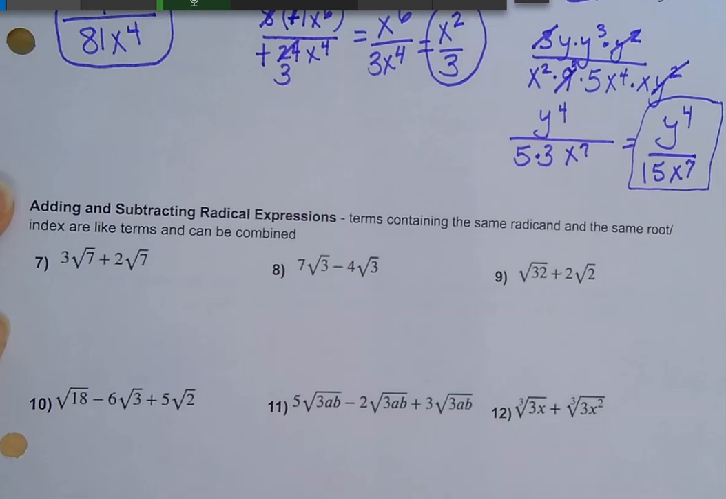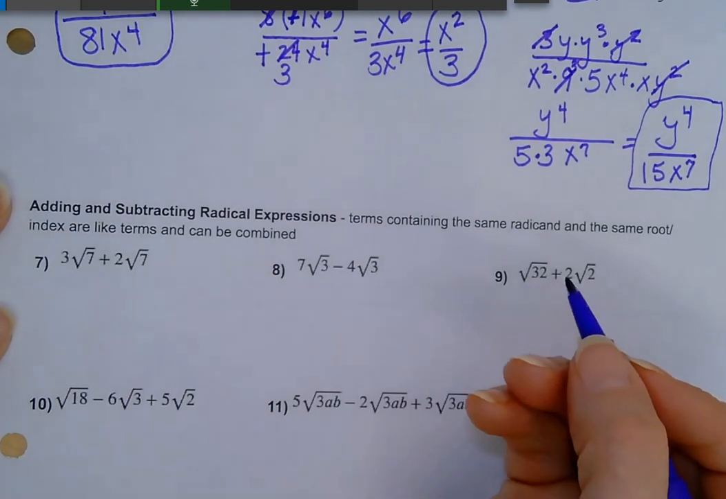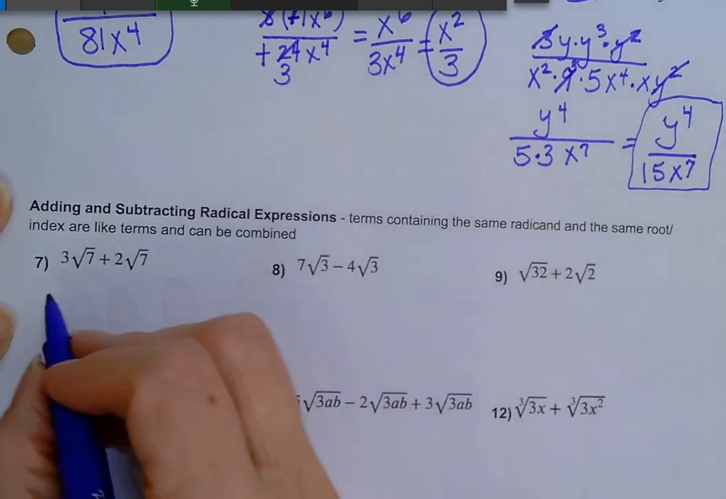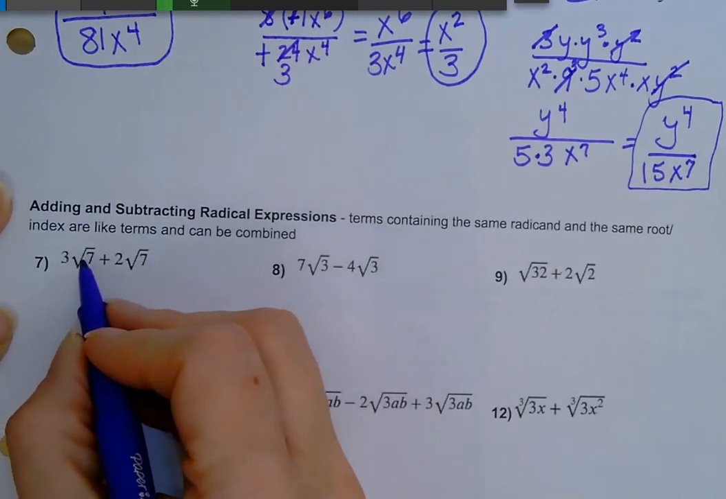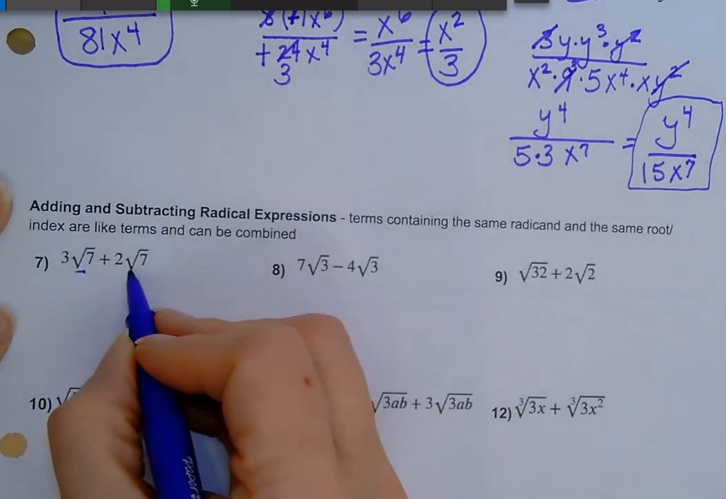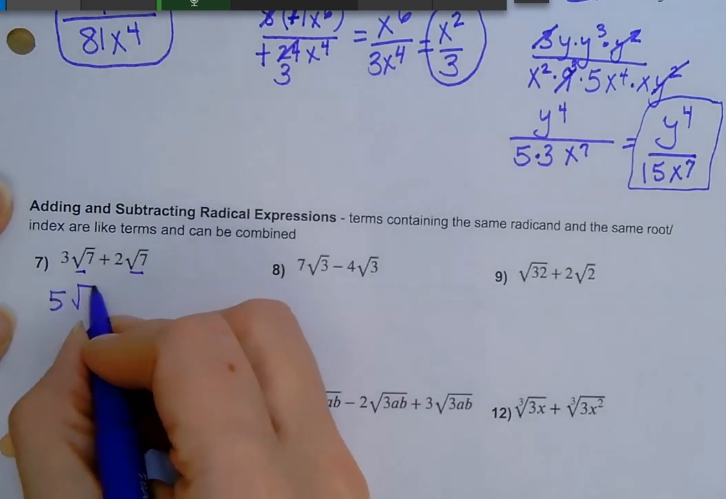And then, in order to add or subtract, we want to make sure we have exactly the same radicand and the same index. So I have 3 roots of 7 and 2 roots of 7. That is the way I say it. It's 3 times the square root of 7 plus 2 times the square root of 7. But the way I think about it is if I have 3 of these and then I have 2 more of them, I have 5 of those things, right? 5 of those roots of 7.